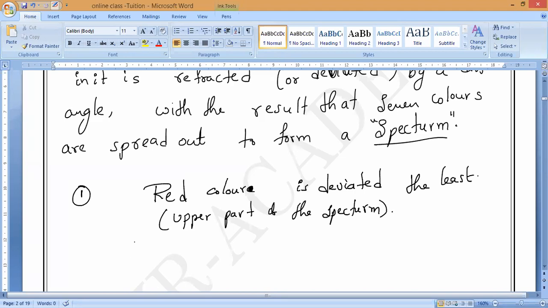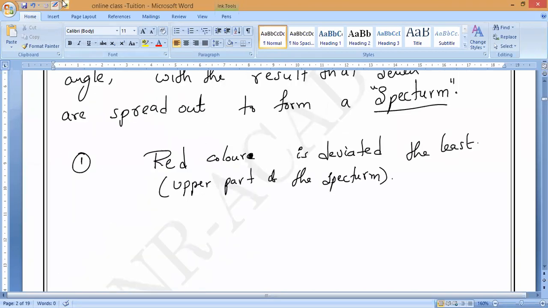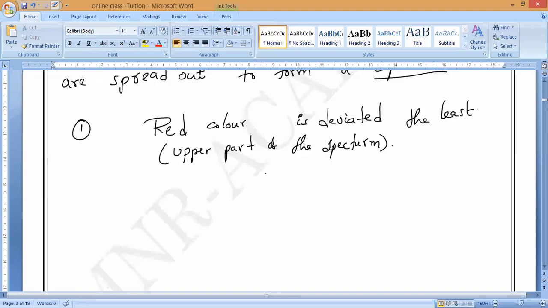In exam MCQs, they will ask what is the color present below red. Like that they will ask MCQs. So by that time you have to remember whether VIBGYOR is following from bottom to top or top to bottom. Top to bottom, the upper part of the spectrum. So red color is deviated the least.